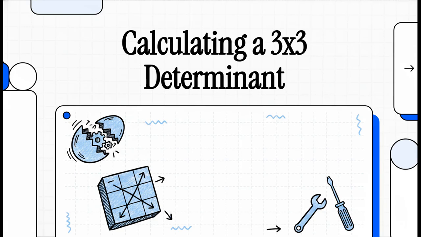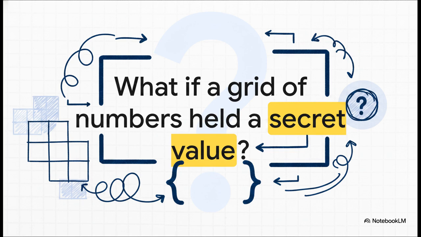Have you ever looked at a grid of numbers and thought, is there a secret hidden in there? Well, when it comes to linear algebra, the answer is a definite yes. Today, we're cracking the code on a concept called the determinant. And specifically, we're going to break down step by step how you can find this secret value for any 3x3 matrix. Let's jump in.